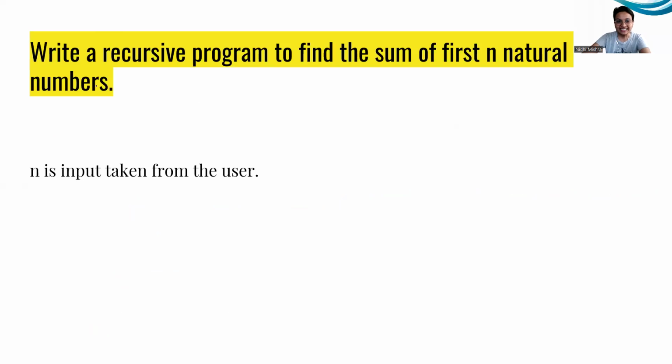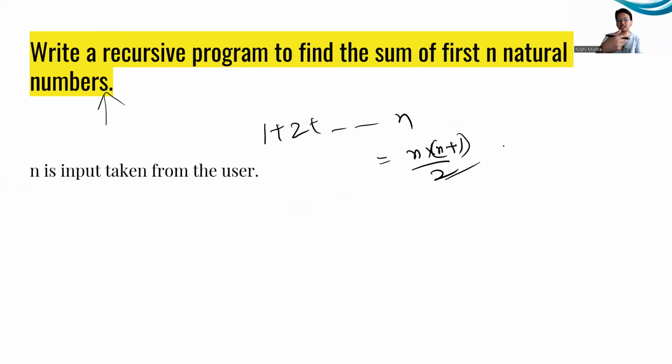Now, write a recursive program to find the sum of the first n natural numbers, recursively. It is easy: 1 plus 2 plus so on up to n. There's a formula also, n into n plus 1 by 2. But now you have to do it recursively. Recursion means you are calling a function itself.